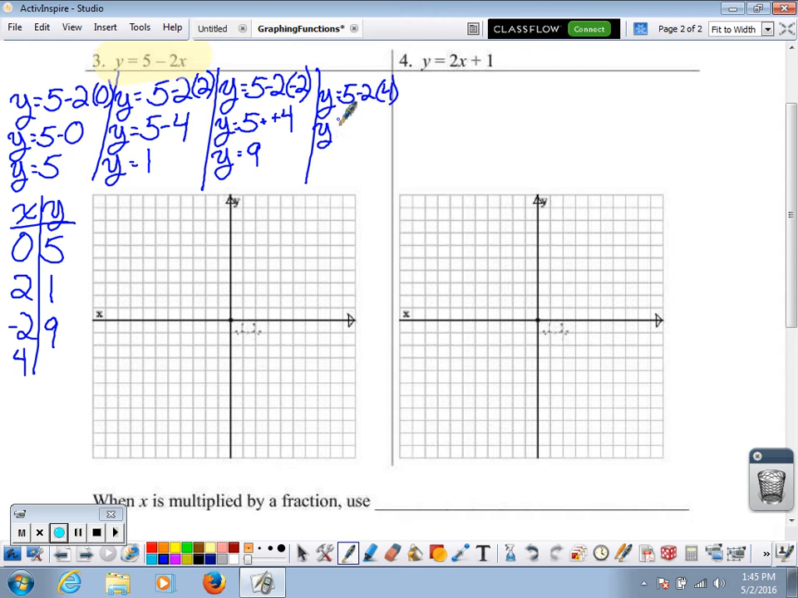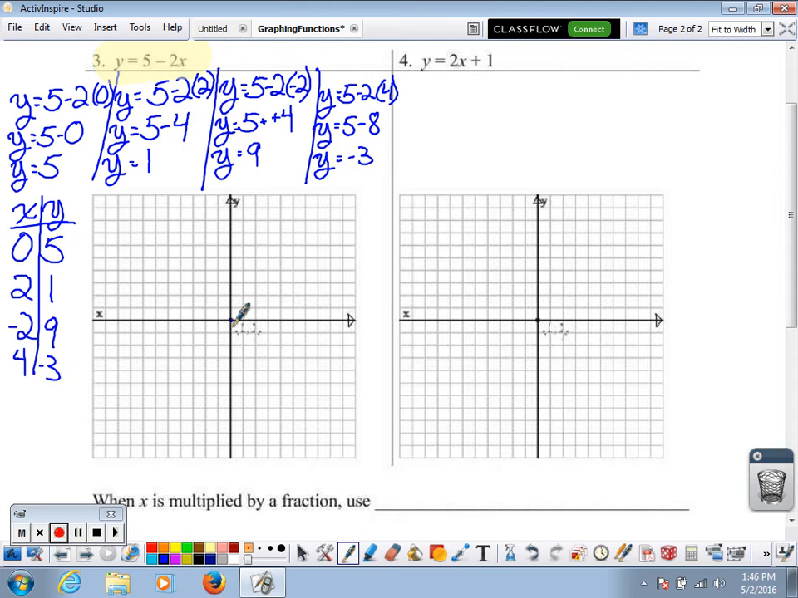Well, 2 times 4 is 8, and 5 minus 8 is negative 3. So if my x is 4, my y is negative 3. Now, there's nothing wrong with the point negative 2, 9. It's 100% correct. It's just a little bit too big for our graph. So we'll pick a different number, pick a different x, substitute it in, get a different y that'll fit.